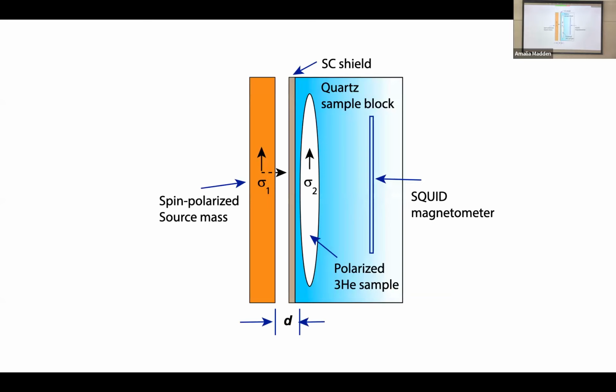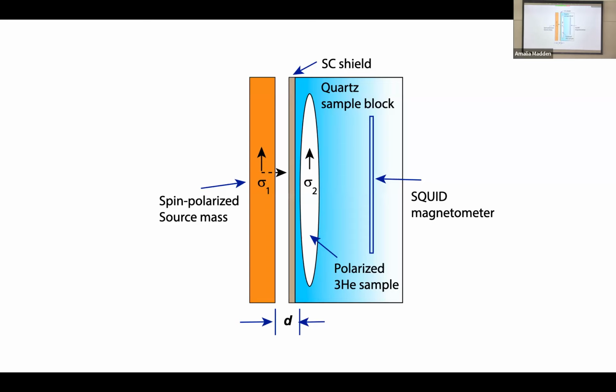The idea is that we would have a source mass, which would be our ferroelectric crystal. We would polarize the nucleus spins. This distance here would be set by the mass of the axion, which tells you about the range of your force. And here you would have an NMR sample, so it would be polarized helium nuclei.